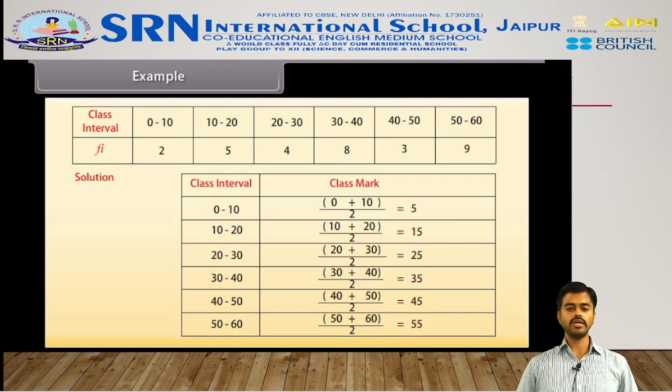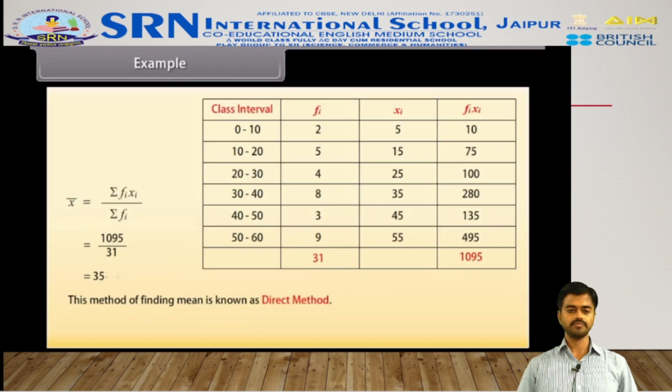As we know, class mark can be calculated with the help of the formula, that is upper limit plus lower limit upon 2. With the help of that we will fill the table. For example, in the first row we have the class interval 0 to 10 and class mark 0 plus 10 upon 2, which gives you 5, and so on. We will fill the complete table.